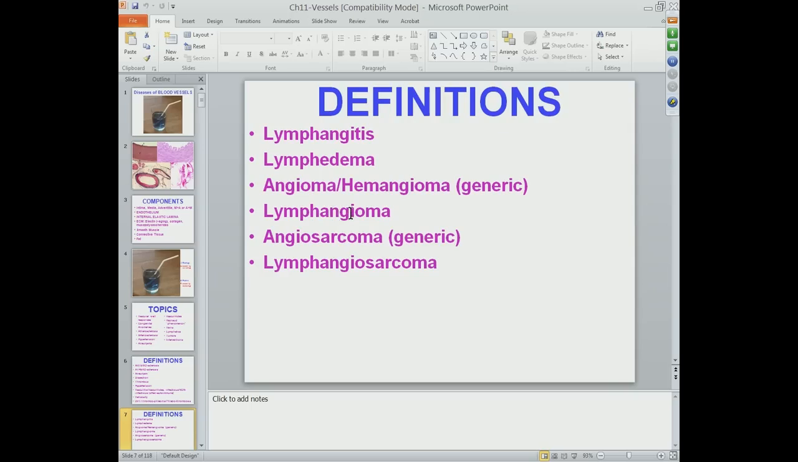And using the classical terminology we learned about in the chapter on neoplasm, if it was a malignant proliferation of blood vessels, it would be called angiosarcoma. That's the generic name. There are many different types of specific malignancies of blood vessels. And of course, theoretically, a malignant tumor of lymphatic vessels would be called a lymphangiosarcoma.